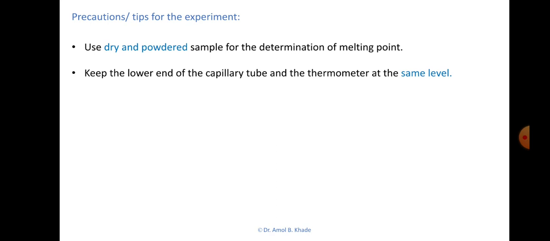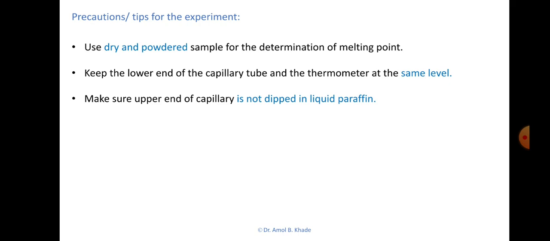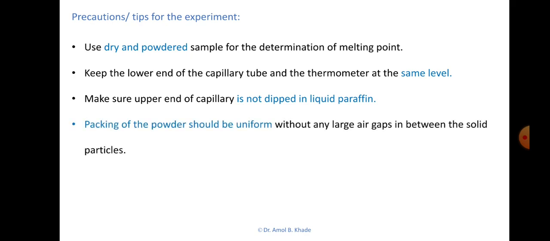Then you have to keep the lower end of the capillary tube and the thermometer at the same level, so we should take care of that. Then make sure the upper end of the capillary is not dipped in the liquid paraffin, so you have to attach the capillary to the thermometer, okay, both should be at the same level from the end, and the upper end of the capillary should not get dipped into the liquid paraffin which is in your Thiele's tube, okay. Then packing of the powder should be uniform without any large air gaps between the solid particles, okay. So there should be uniform packing of your substance in the capillary tube by tapping. Make sure there are no air gaps in the powder.